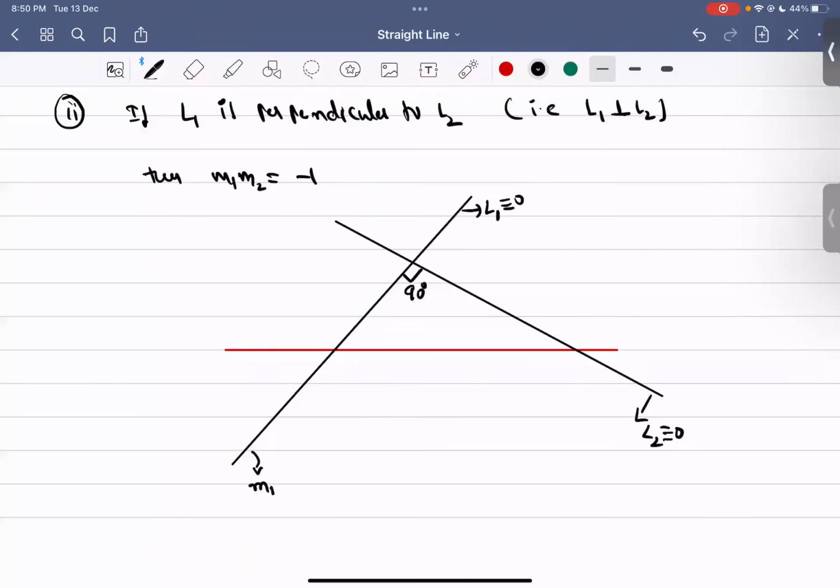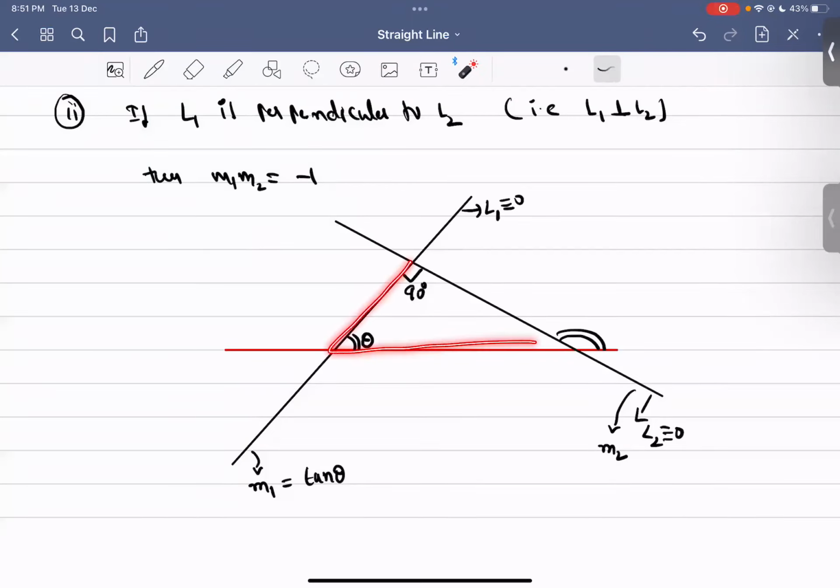The slope of L1 is M1. The slope of L2 is M2. Suppose L1 makes an angle theta with the positive direction of the x-axis. Then what is the slope of L1? M1 is equal to tan theta. This is the slope of L1. Now the slope of L2 is equal to what? This angle. So what is this angle?